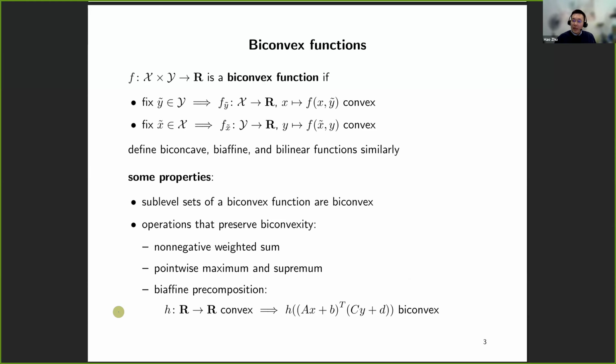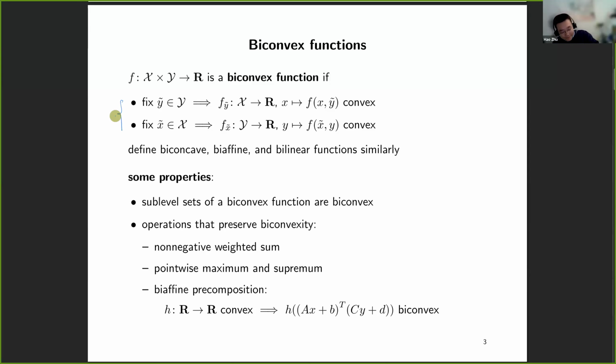And again, we have a similar definition for biconvex functions, which says, if a function consists of two groups of variables, and if we fix one group of them, the other one is convex, right? So that's just what this says. And we can similarly define the biconcave, bi-affine, and bilinear functions in a similar way. Some analysis properties like sublevel sets. If it's a biconvex function, then any sublevel set is biconvex. And some operations that preserve biconvexity.